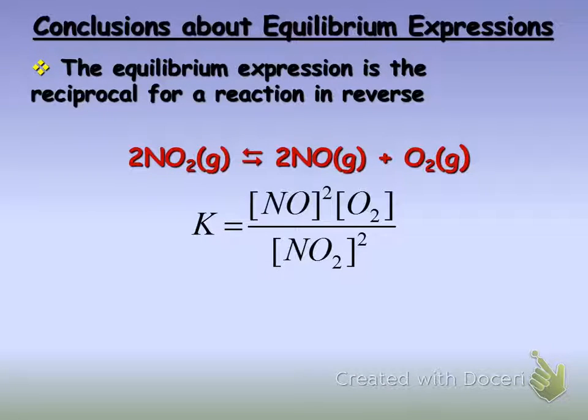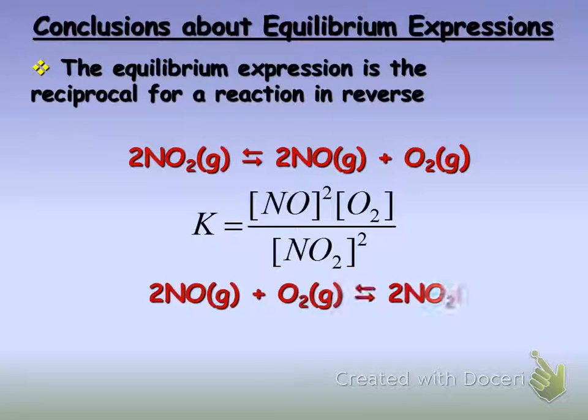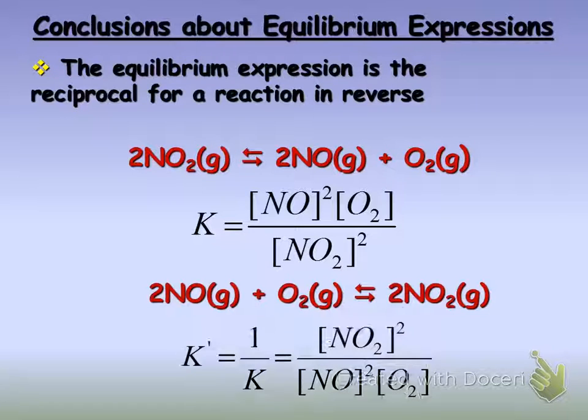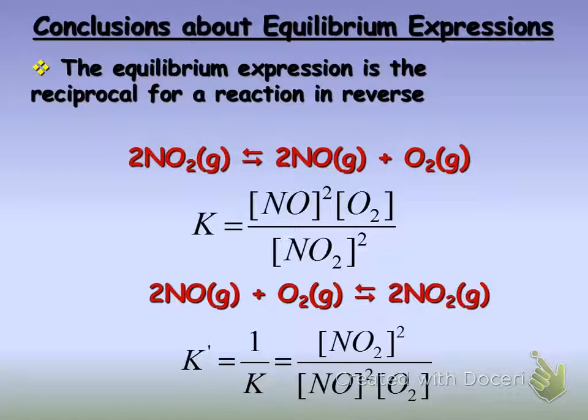The equilibrium expression is the reciprocal for a reaction in reverse. So if you reverse the reaction, you turn the equation around. Okay. However, you need to call it K prime. Do you know what I mean by prime? K prime.